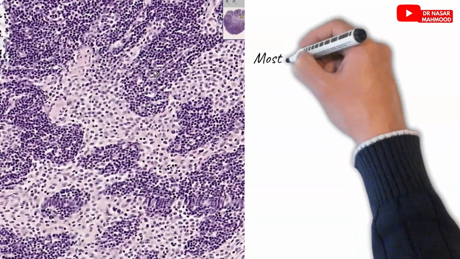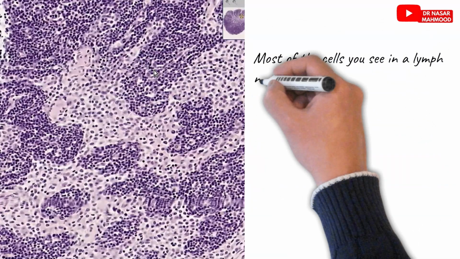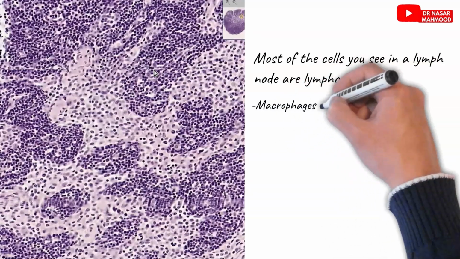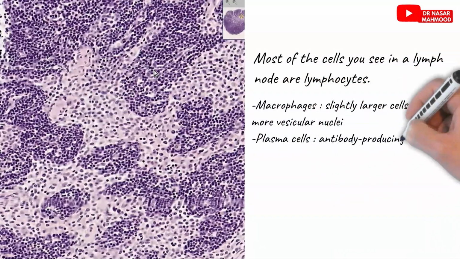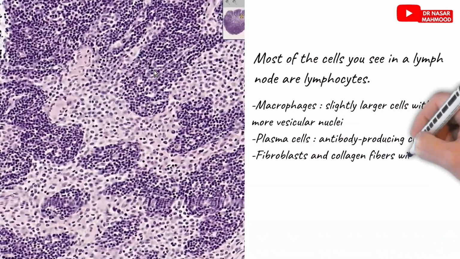Most of the cells you see in the lymph node are lymphocytes. However, you may also see macrophages, slightly larger cells with more vesicular nuclei, plasma cells, which are antibody-producing cells, and fibroblasts and collagen fibers within the trabeculae. In fact, roughly 99% of cells in the normal lymph node are lymphocytes.